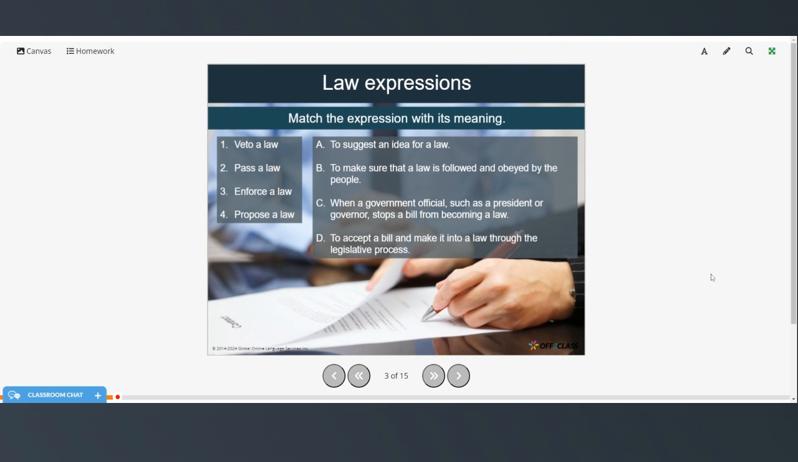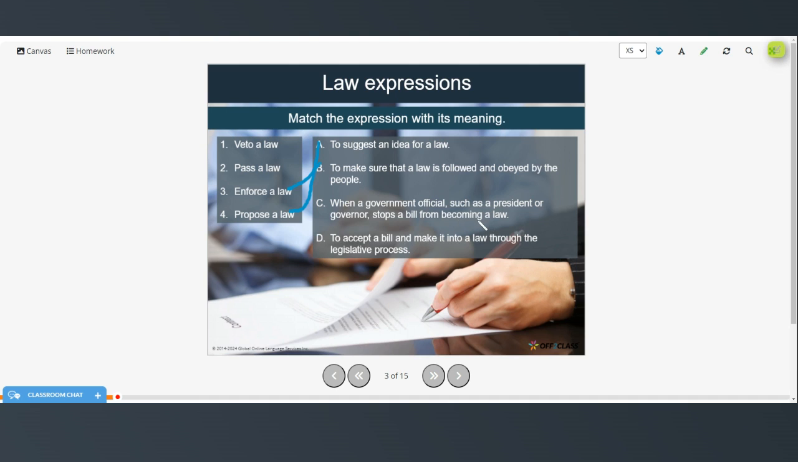Now we're going to match the expression with its meaning. You can pause the video, try that on your own, and then restart when you're ready to check your answers. To suggest an idea for a law is to propose a law. To make sure that a law is followed and obeyed by the people is to enforce a law.